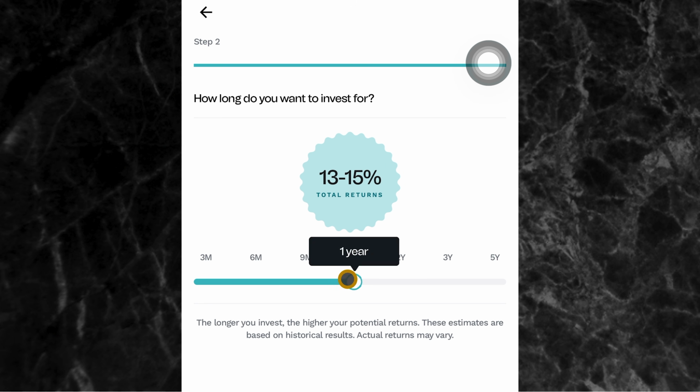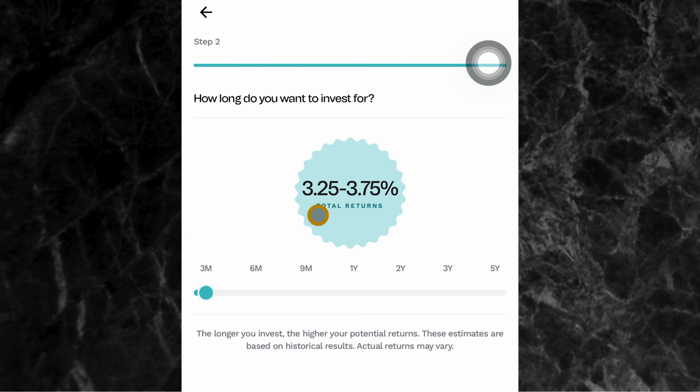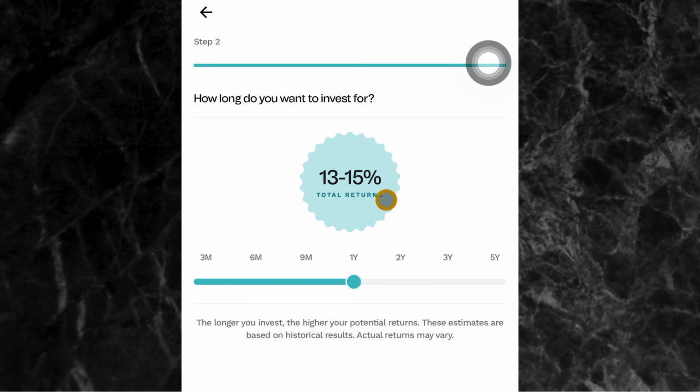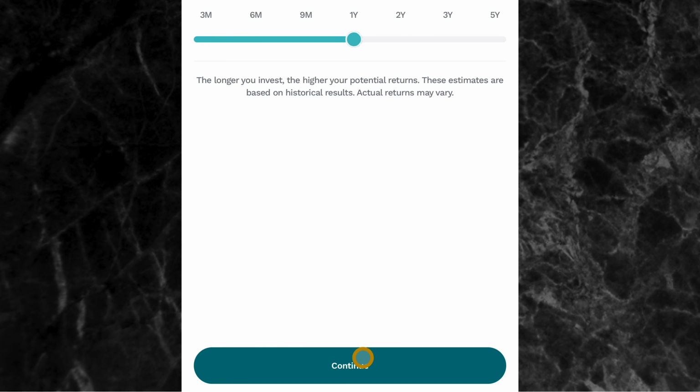If I move it to 3 months right here, you can see for 3 months, I'm getting just 3.25% to 3.75%. But if I invest for 9 months right here, I'm getting 9.75% to 11.25%. And if I move it to 1 year, for 1 year, I'm getting 13 to 15%. Let's check for 5 years. If you move it to 5 years, you'll be getting 65% to 75% of your capital. So you can see right there, they will tell you the amount you'll be getting for the duration you're investing for. So let's say I want to invest for 1 year, I'll just move it to 1 year. And once you move it, just click on continue at the bottom side of the screen.